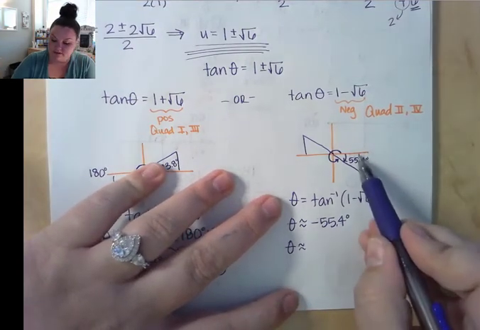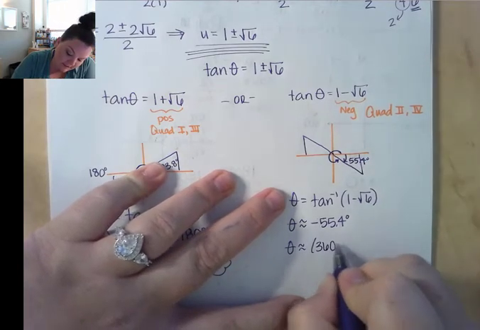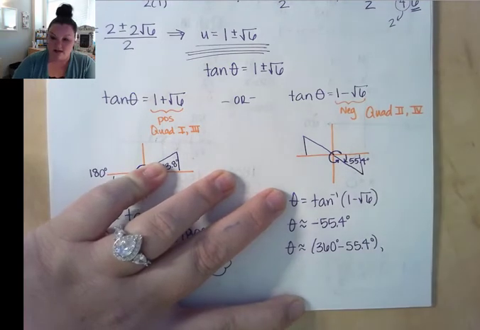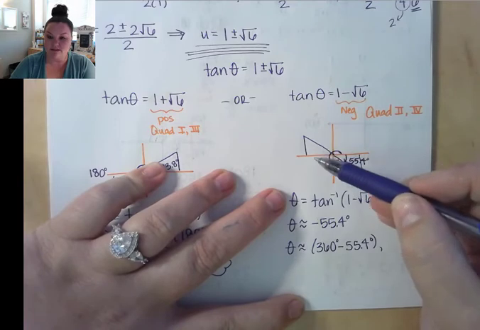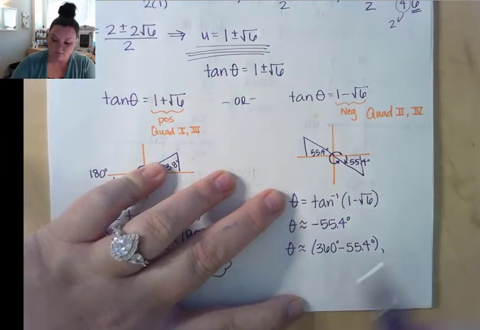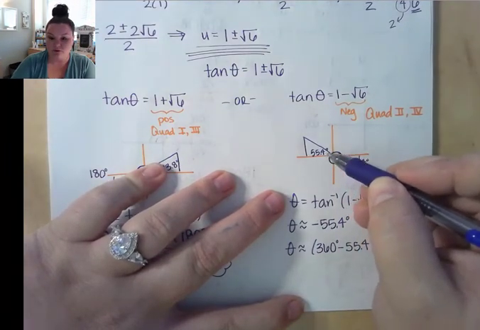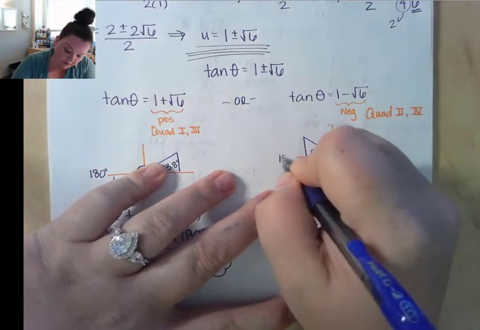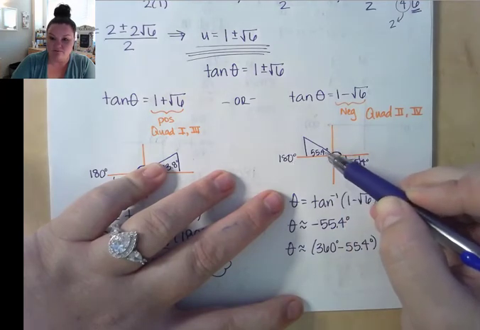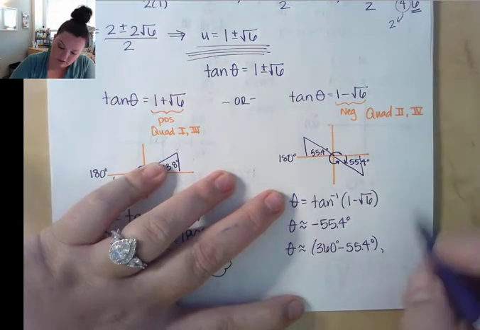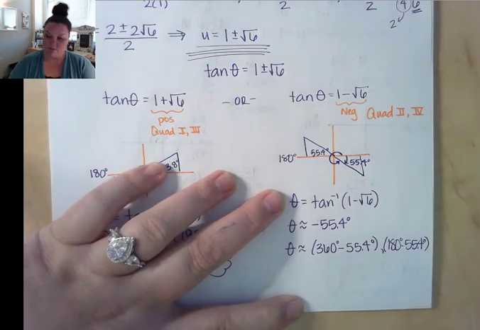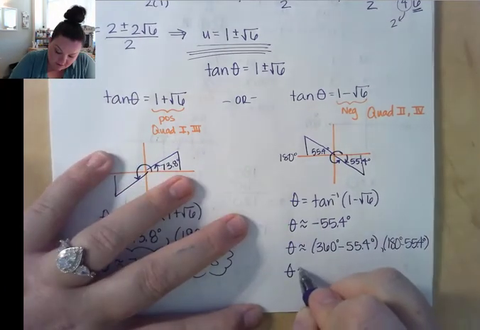So in order to figure out this angle, I'm going to take 360 degrees and subtract 55.4 degrees. And then I also need to figure out what this angle is. Now its reference triangle is also going to be 55.4 degrees, but this one is 55.4 degrees short of being at 180 degrees. So if I take 180 degrees and go back 55.4 degrees, that should put me at this angle. So my other answer is going to be 180 degrees minus 55.4. Okay, and then I just work those out.